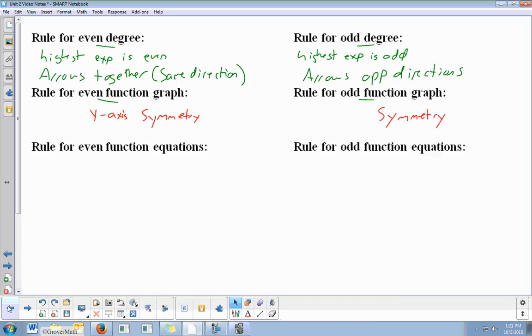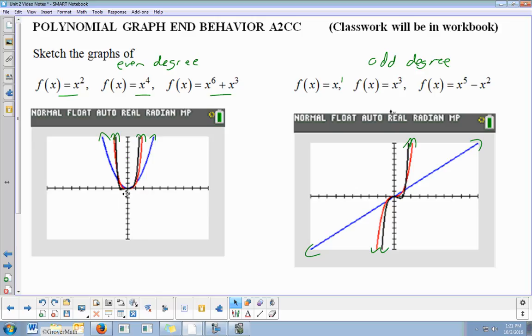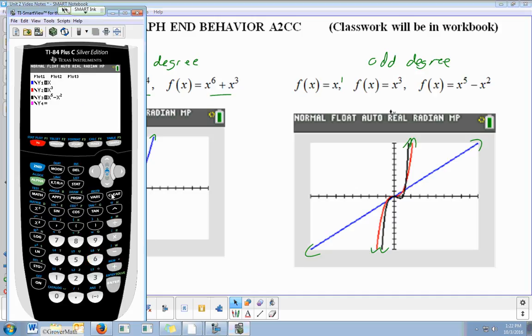So if we went back to these graphs over here, you notice that these first two have y-axis symmetry, but this last graph, if I just type in that last graph to illustrate my point here, this last graph is an even degree, but it is not an even function. x to the sixth plus x to the third.